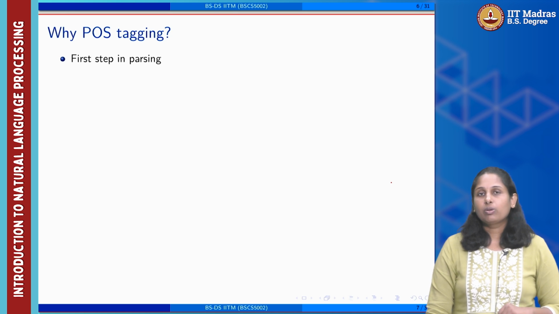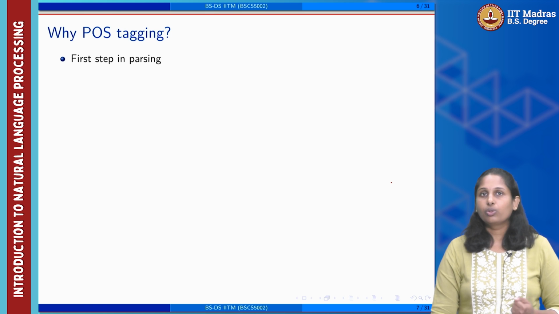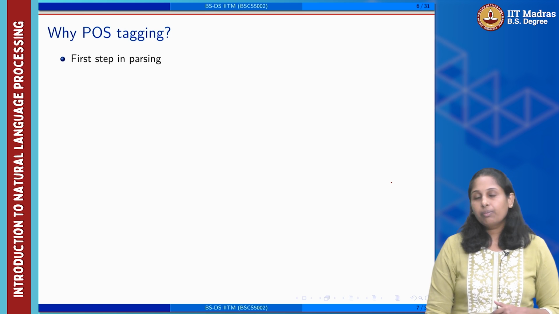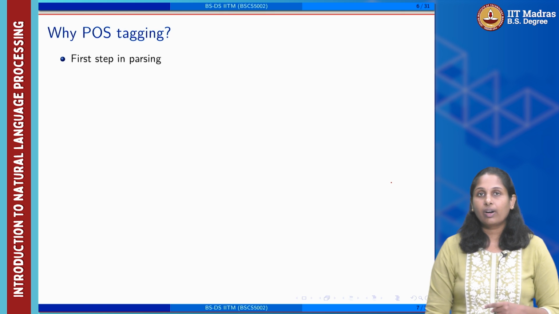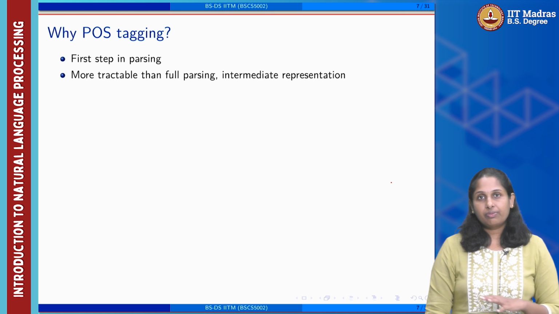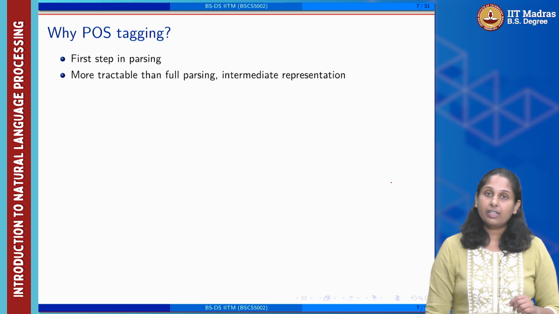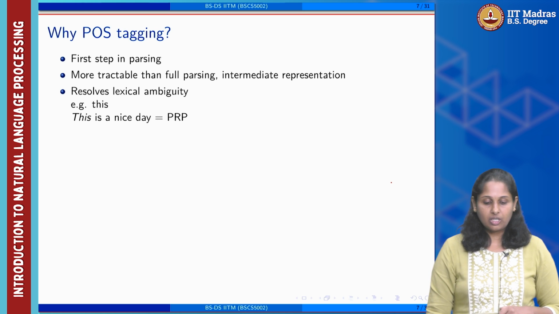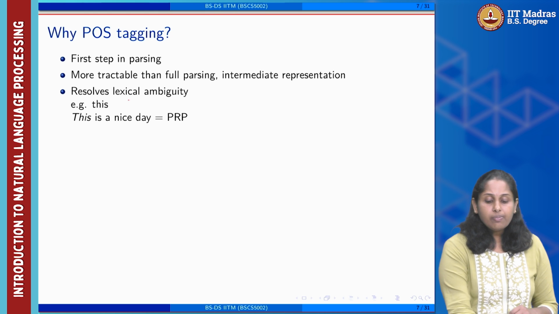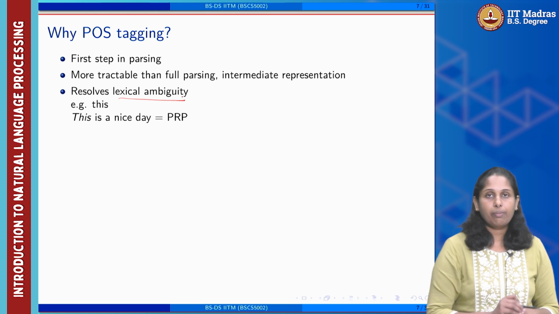Now, why POS tagging? Do we really need to do it? Let's just question it. Of course, it's important because it's a first step in going for sentential level parsing. It's more tractable than full parsing, but it gives you an intermediate representation. Again, let's take another example. It helps in resolving lexical ambiguity.